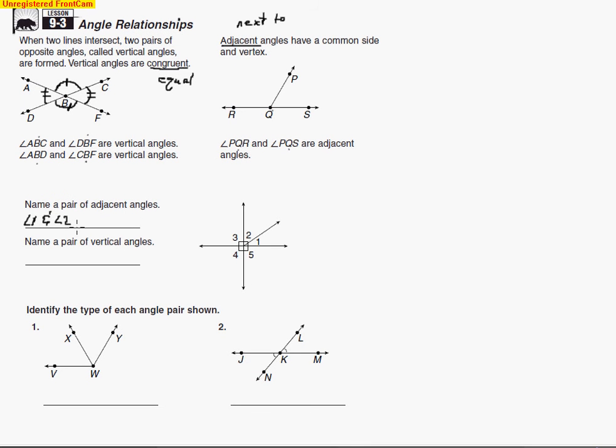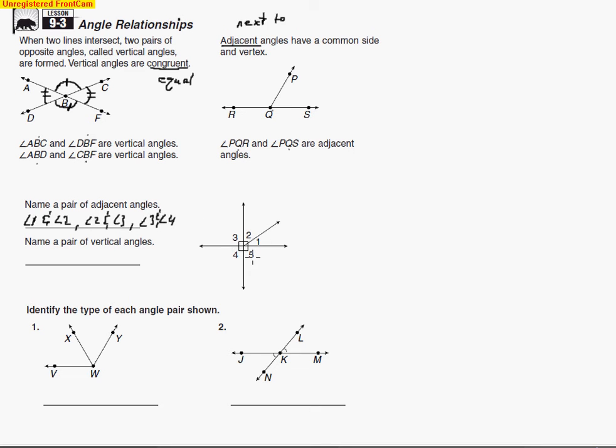And we'd also have another one here. We have quite a few. Angle 2 and angle 3 share this vertical line right here. So we'll write down angle 2 and angle 3 are also adjacent. Well, angle 3 and 4 share this horizontal line going off to the left. So angle 3 and angle 4 are also adjacent.